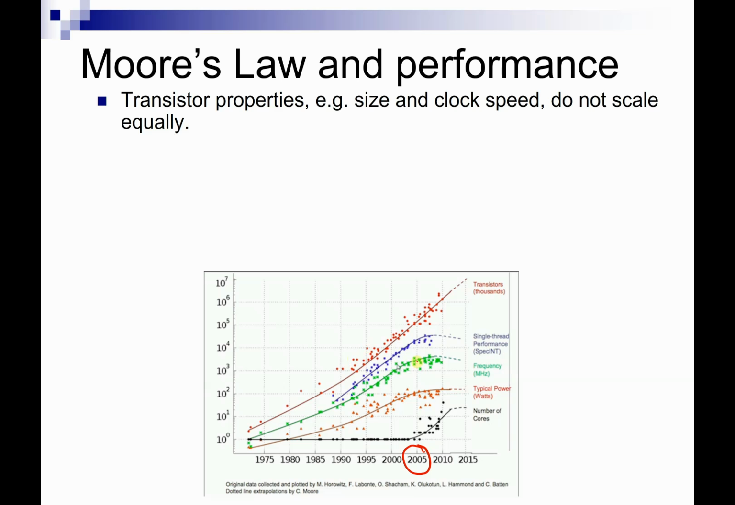And what we see before 2005 is that each time the number of transistors doubled, we could also increase the clock frequency of processors. And by increasing the clock frequency, we could also increase the performance of the processor. So the frequency is shown in green, and the performance of a single processor is shown in blue. However, once we got to 2005, you see that the frequencies could no longer increase. And because frequencies couldn't increase, the performance of a single processor could not increase anymore.